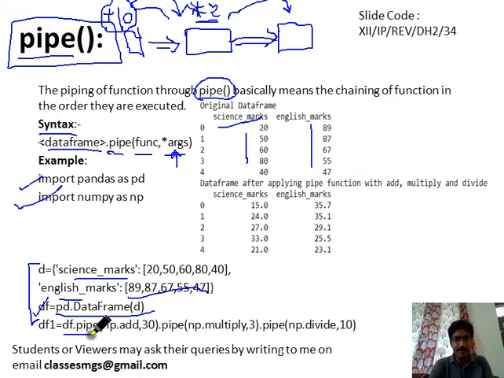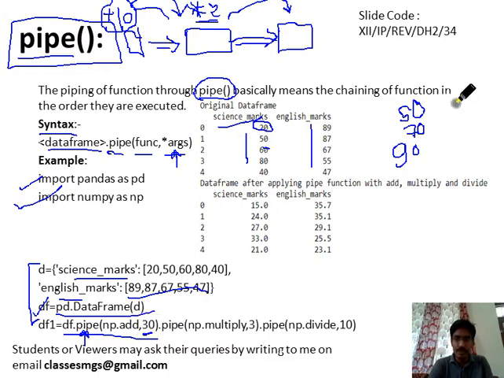Now we want to apply the pipe function, df.pipe(np.add, 30). As we know, the pipe function will apply on all the elements of the data frame, so it will add 30 to all the elements. After adding 30 to 20, it becomes 50. This one becomes 80, this one becomes 60 plus 30, 90, and so on. We add 30 to all the elements, English marks as well as science marks.